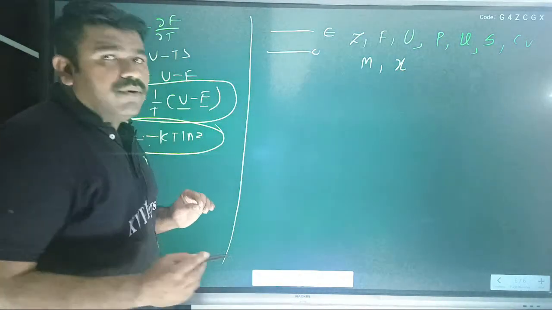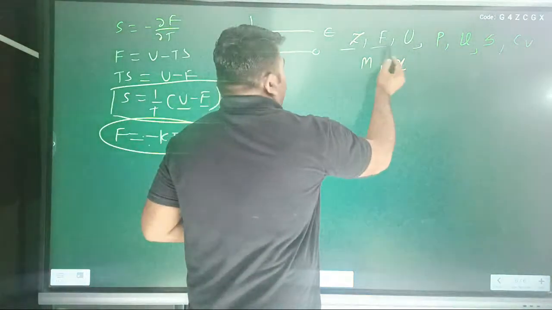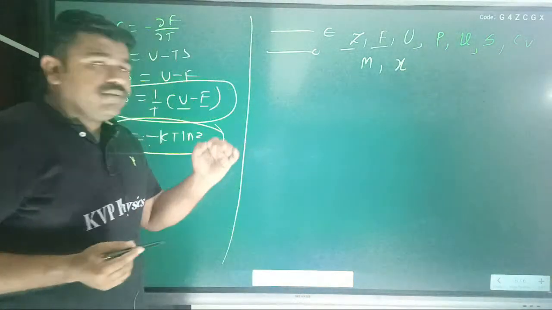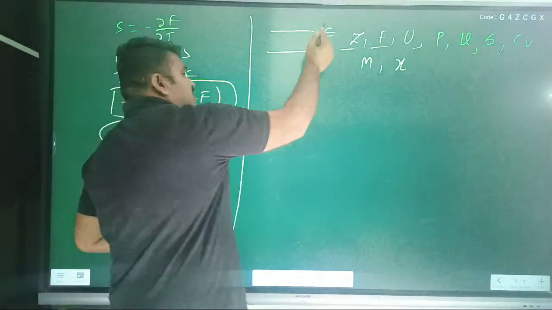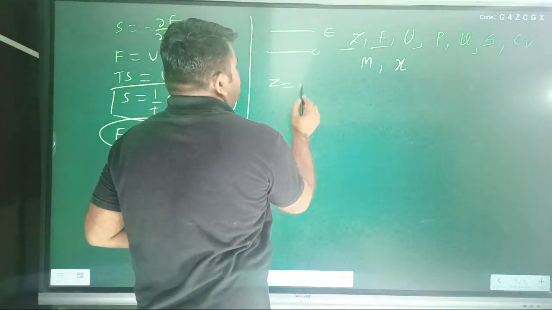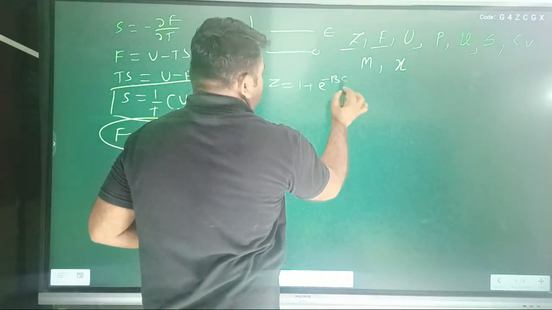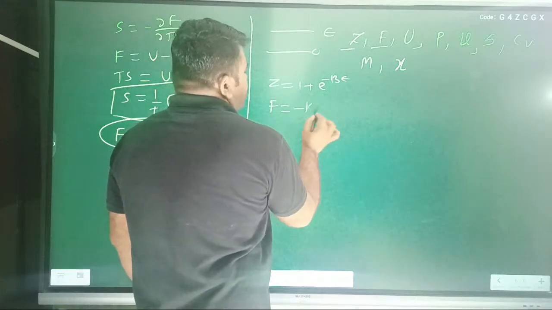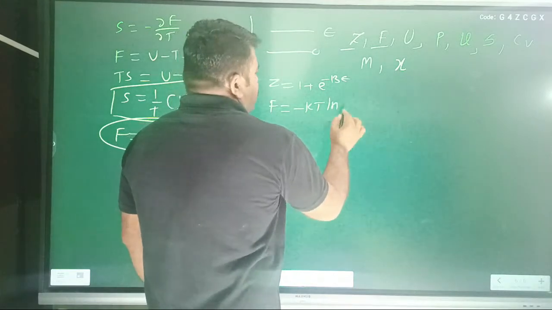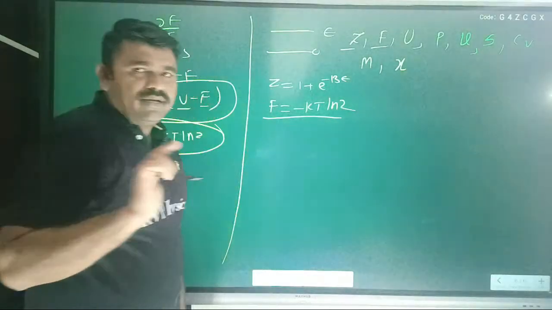Now, how to find out these quantities? Ordinarily we can solve for which two terms? These two terms. Means we can find out Z, and we can find out the Helmholtz free energy. The system is like that. But then what is the value of Z? Z is simply 1 plus e to the power minus beta epsilon. Next, the Helmholtz free energy: F is equal to minus kT ln Z.